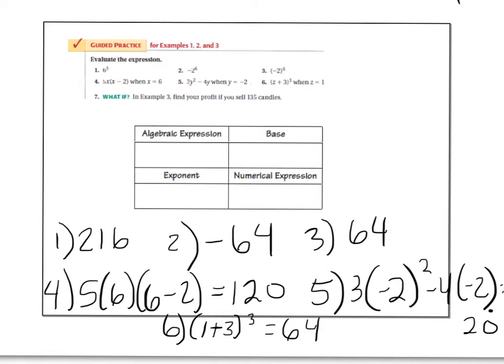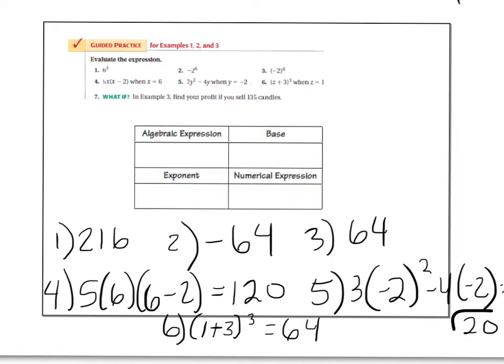The answer number 5 is right here. It's kind of hard to see. It's a 20. Please make sure you're showing your substitution steps. That's what I'm looking for. Make sure you're watching your signs. And number 7, you would take that example 3, and instead of C being 75, you would now put 135 in and get your answer that way.